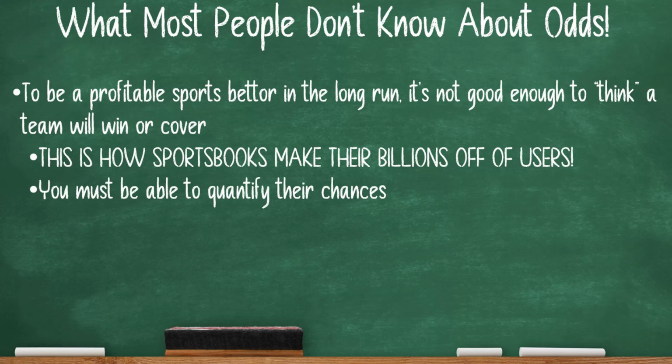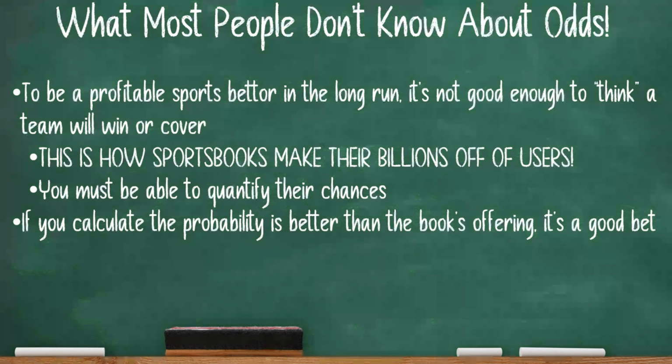And what I mean by that is, again, we go back to the Alabama Florida State example. If the book is saying that Alabama has an 81% chance of winning, and you say, no, no, no, they actually have a 90% chance of winning, well, then that's a good bet for you because Alabama has a better chance than what the book is offering.